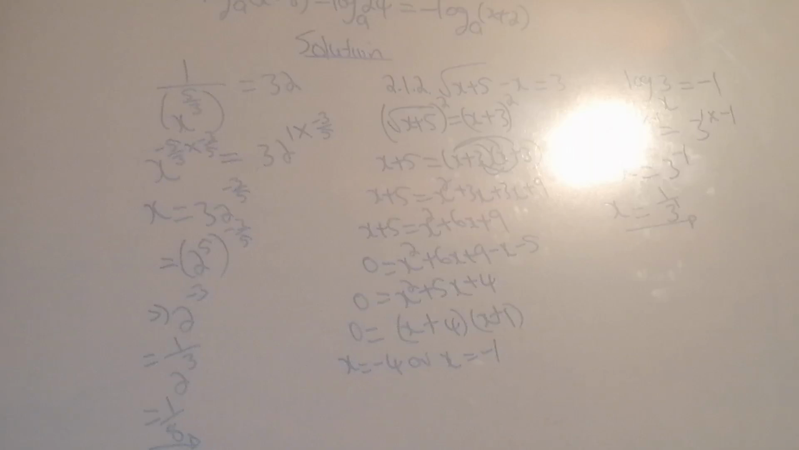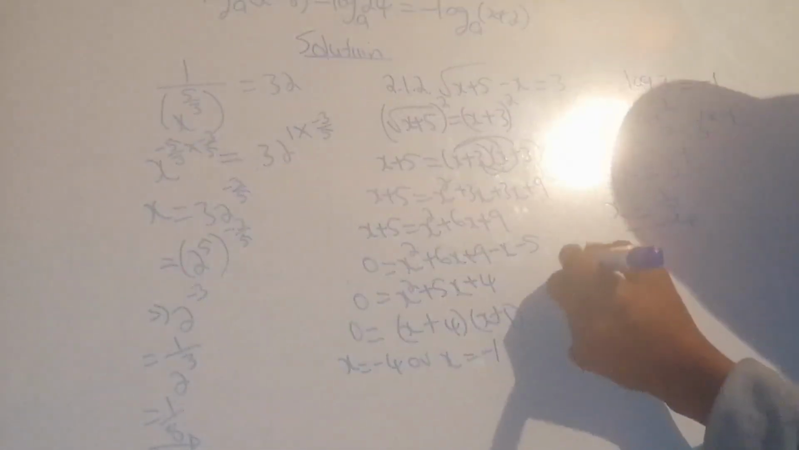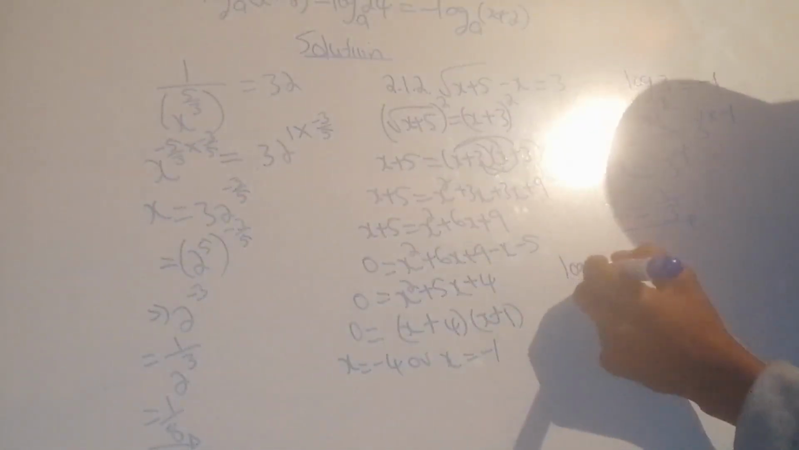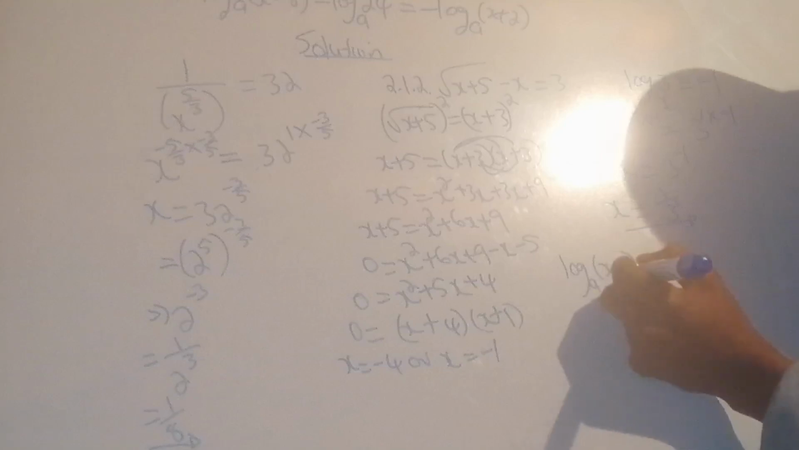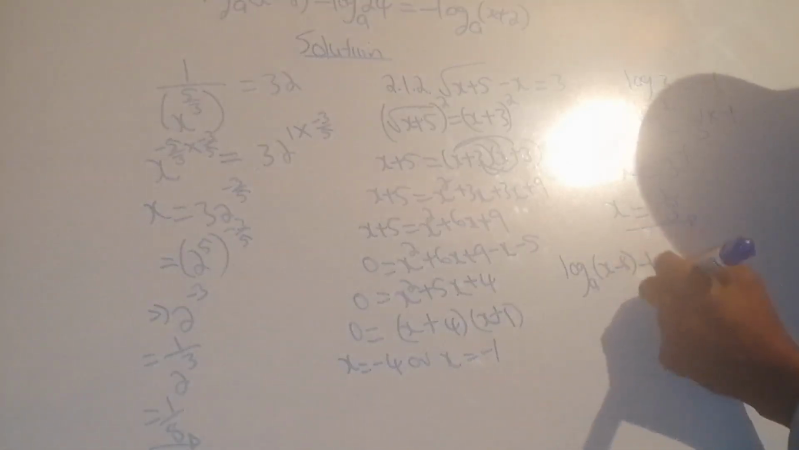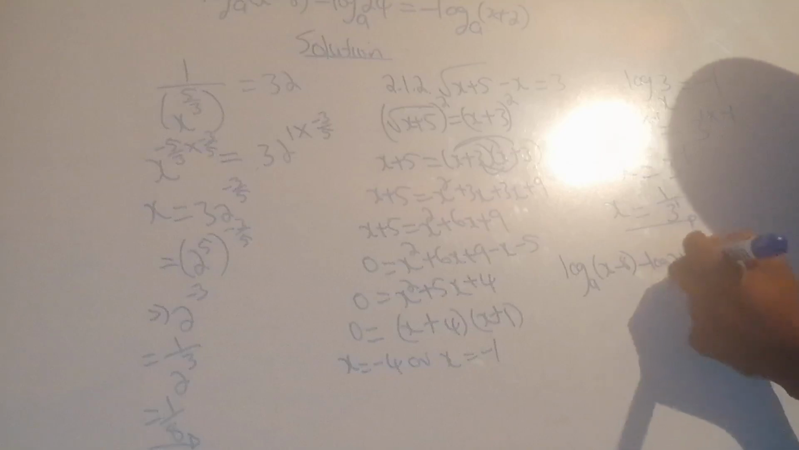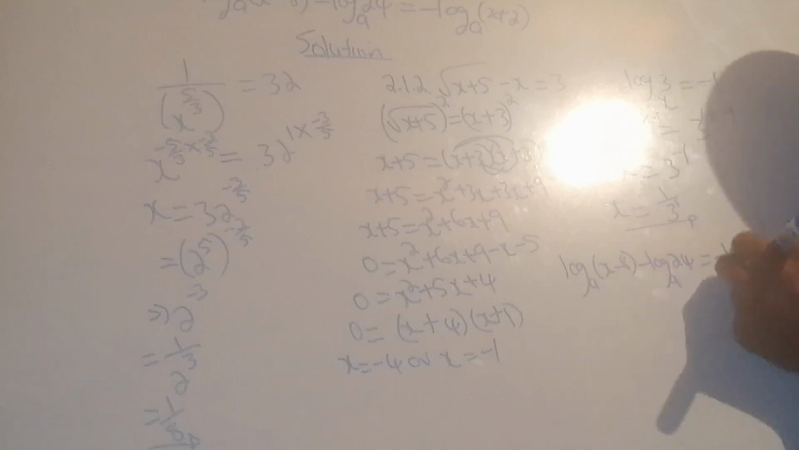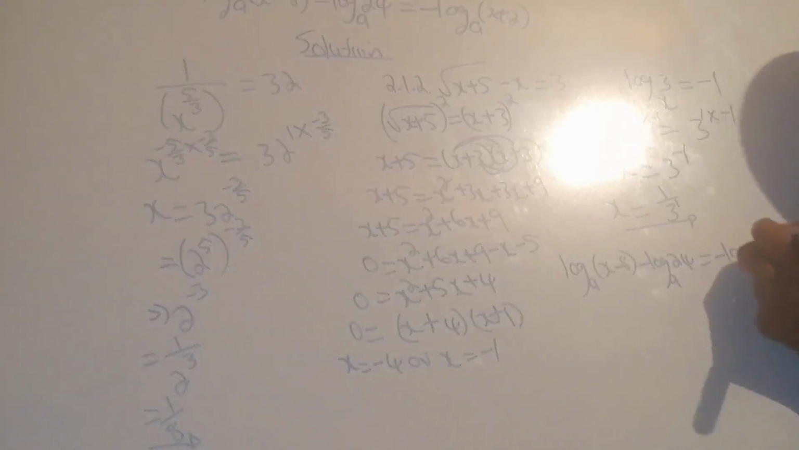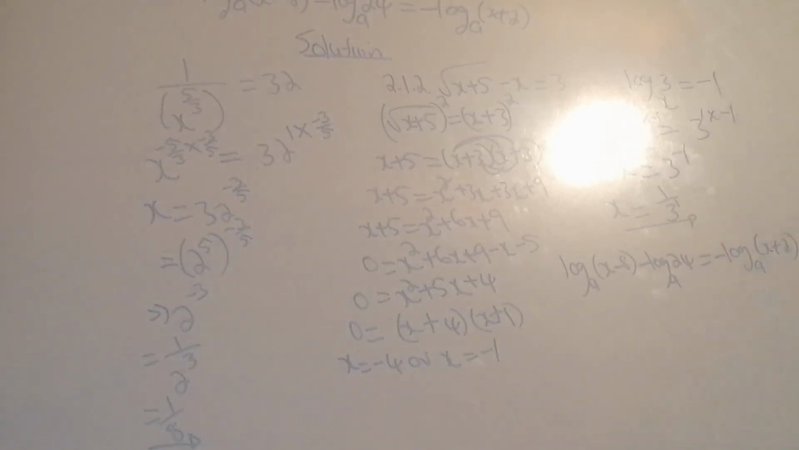The very last one: the log a of x minus 8, the log a of 24, negative the log a of x plus 2. Let's see what transpires from that.